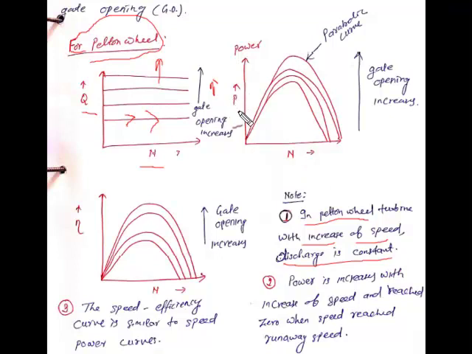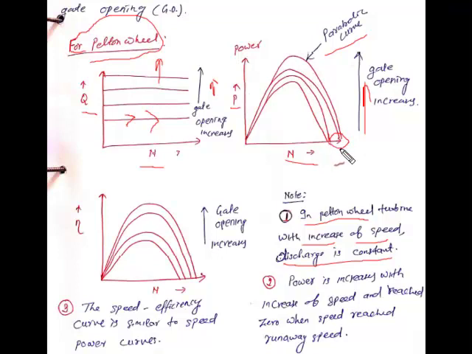The second curve is plotted between power and speed of the turbine. This curve shows that when the speed of the turbine increases, the power increases. Also, when gate opening increases, discharge increases and power also increases. This curve is a parabolic curve.